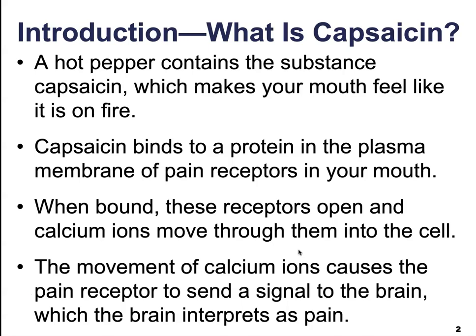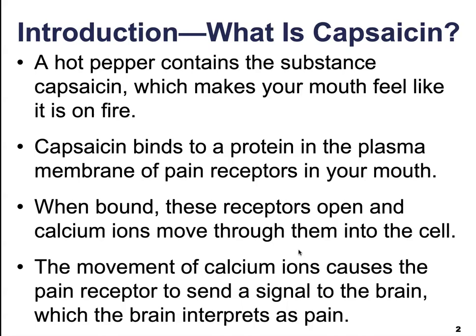When capsaicin binds to its receptor sitting on the plasma membrane of those cells, the receptors open channels and calcium ions can move through them into the cell. The movement of those calcium ions causes the pain receptor to send a signal to the brain, and then the brain interprets that as pain. So there's a couple of themes here.